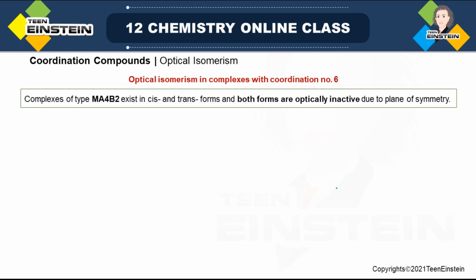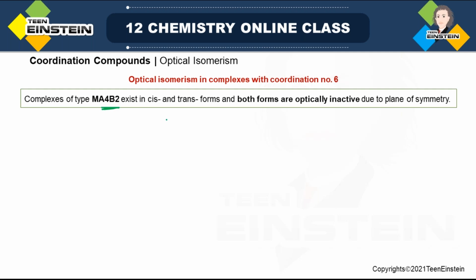Optical isomerism we have seen in case of coordination number 4, and under coordination number 4 we have square planar and also tetrahedral. Fine. Now if the coordination number is 6, that is octahedral arrangement. So when it is a complex, we are now going to see different types. The first type we have taken is MA4B2.